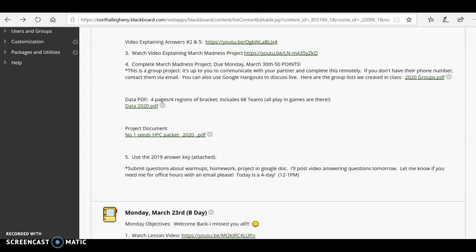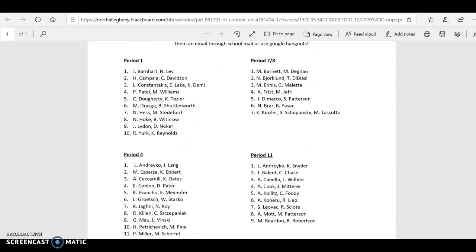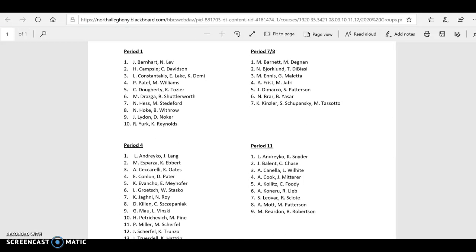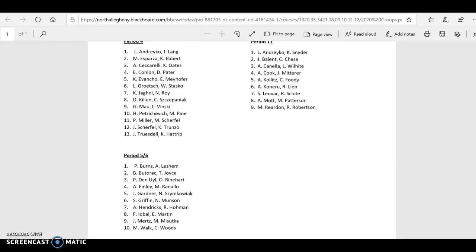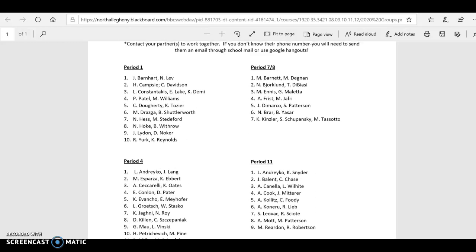First of all, I want you to see that I have linked a PDF of all the groups that are working together. We picked these groups before school let out. So if you weren't there that day, we assigned you to a partner. Hopefully these partners work well for you. Hopefully you have contacts with these people.